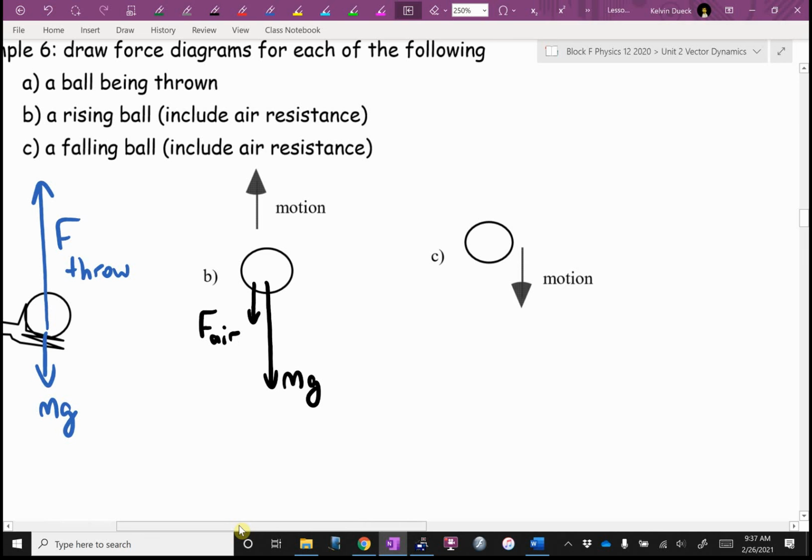C. A falling ball, include air resistance. What are the forces acting on it? Get the obvious one. What else? Air resistance, which way? Bigger, smaller, or the same size as mg? The actual correct answer is, it depends. Because when I jumped out of an airplane, air resistance got bigger and bigger and bigger until eventually it matched gravity.